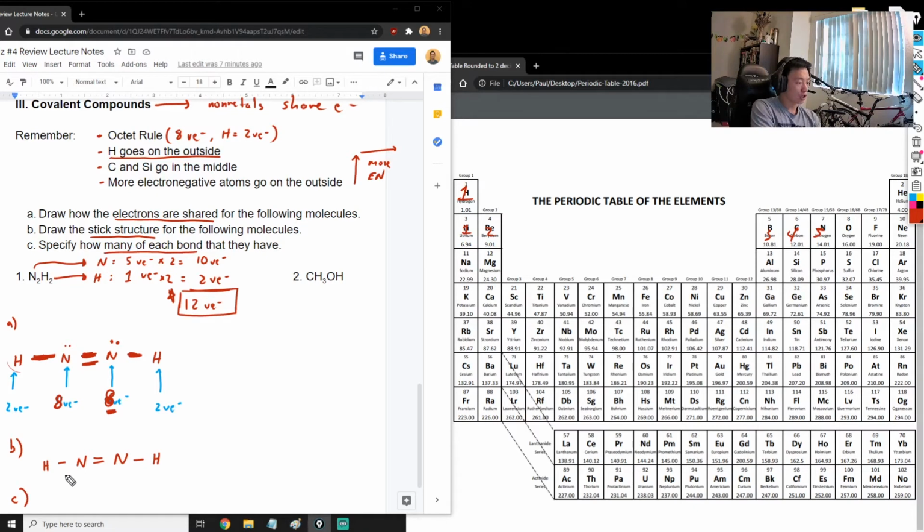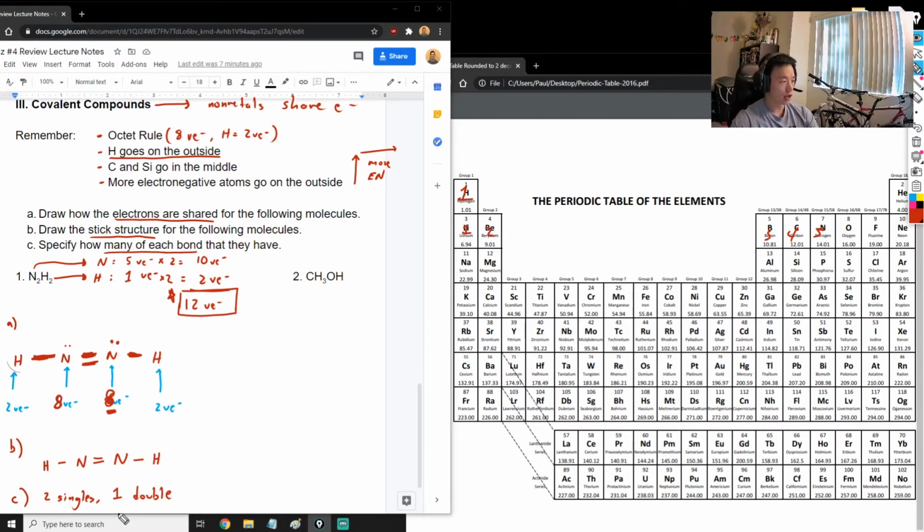For how many bonds we have, what types of bonds, every line that's by itself is a single bond. So we have 1, 2 single bonds. And then 2 lines are going to be a double bond. So we have 1 double bond. All right, and there you go. That's going to be your answer for number 1.